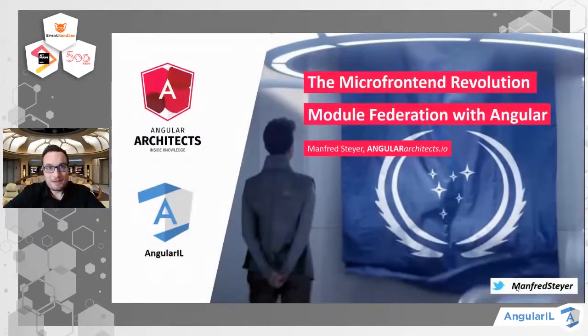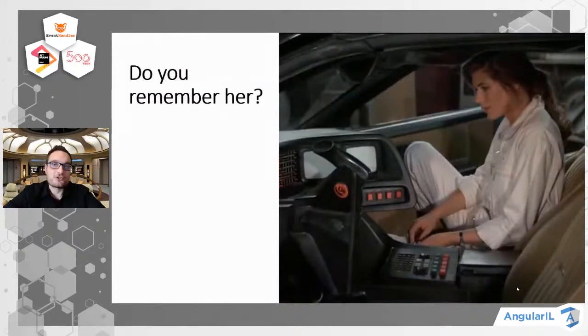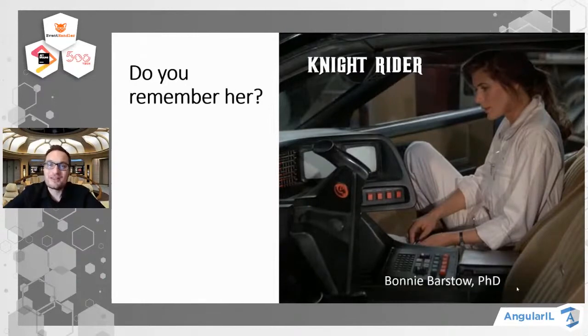But first of all, let me ask you a question: do you remember her? Perhaps you remember her, perhaps you have seen her. I'll give you a little hint: she was from Knight Rider, that's right. She was Bonnie, the engineer on the Knight Rider team. She was on the one side an electronics engineer and on the other side a computer scientist. And of course, she helped the Knight Rider team to win their battles with technology.